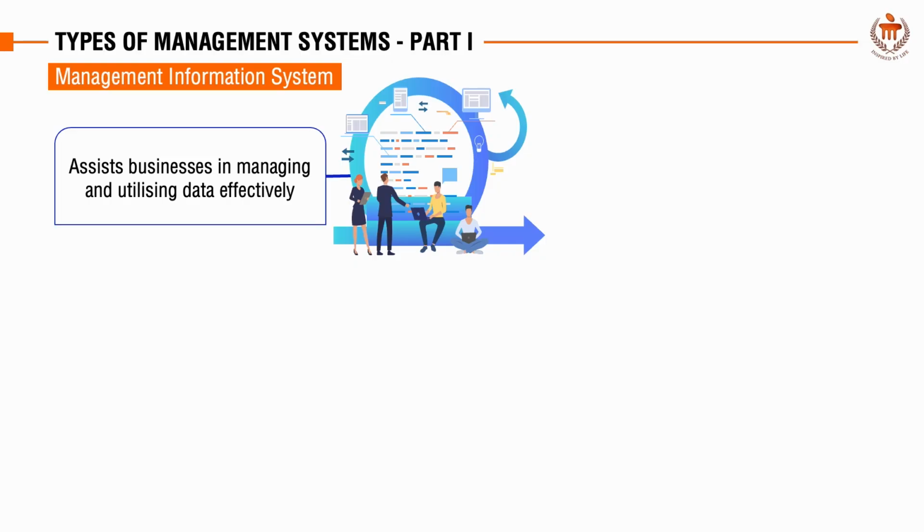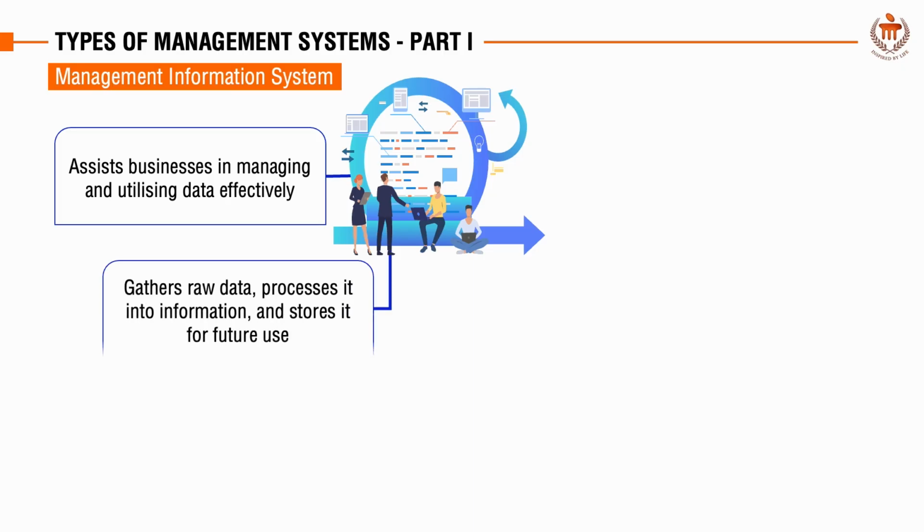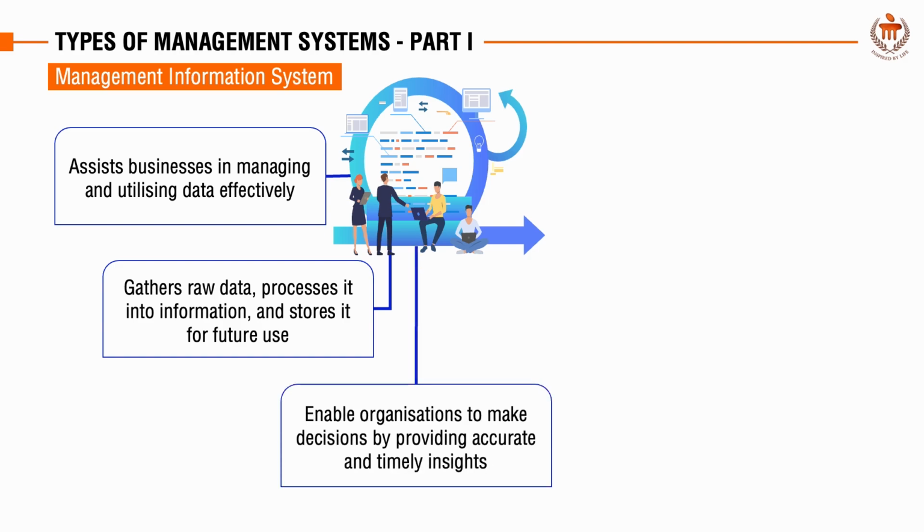Next, let us discuss the management information system. A management information system is an organized framework that assists businesses in managing and utilizing data effectively. It serves as a central system that gathers raw data from various sources, processes it into meaningful information, and stores it securely for future use.